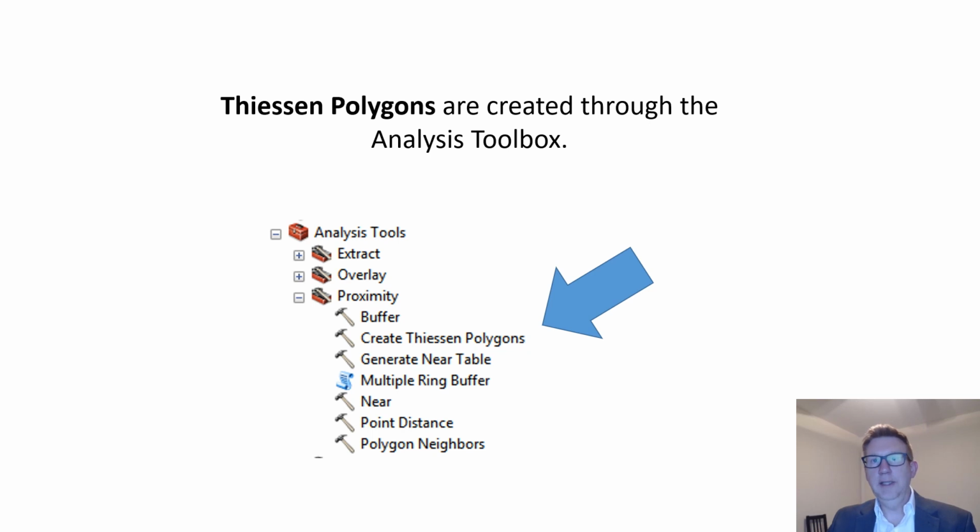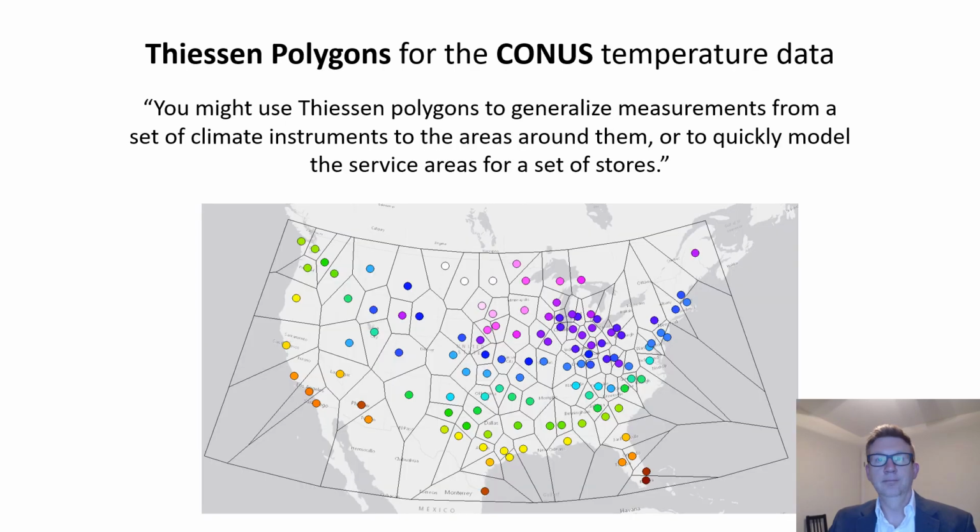Thiessen polygons are pretty easy to make. There's a tool specifically for this job in the Analysis Toolbox. All you really have to do is put in the input points, and it will spit out the Voronoi polygons that correspond to it. By default, and you can pick up on this from this example from our temperature station data, you can see that it's applied to a rectangular region.